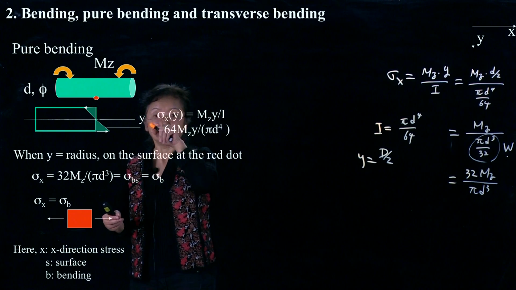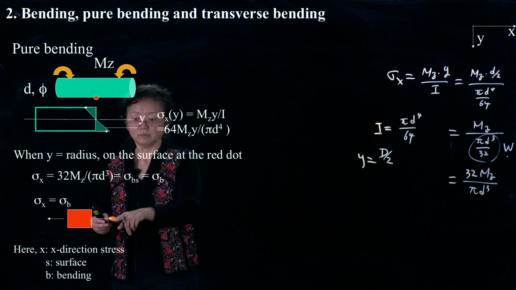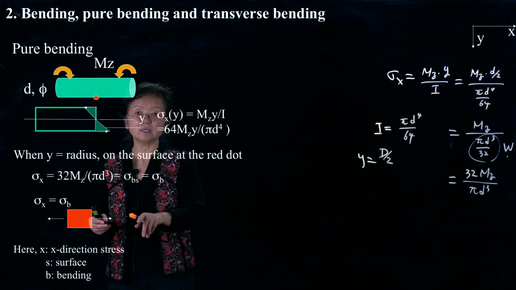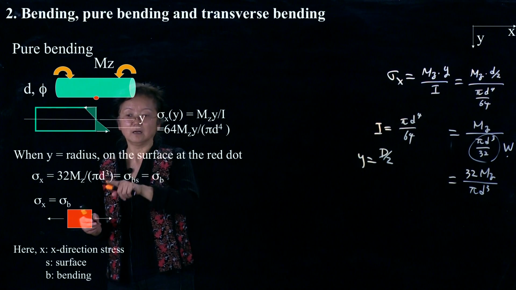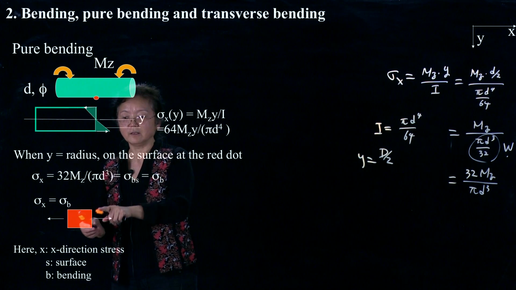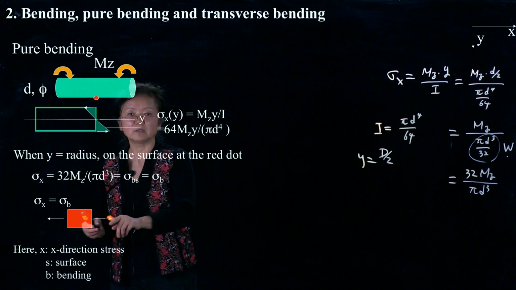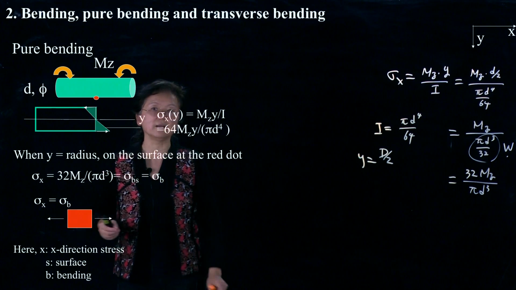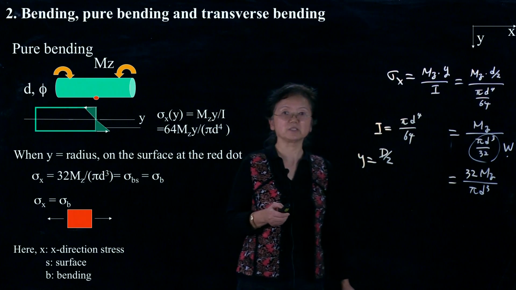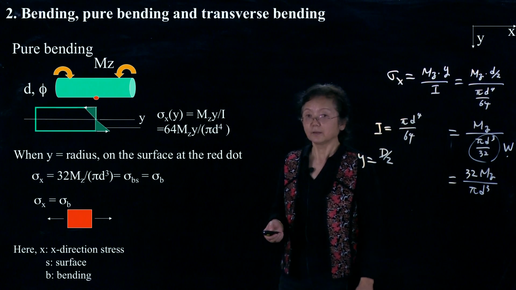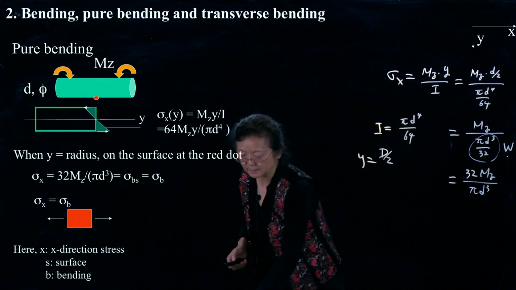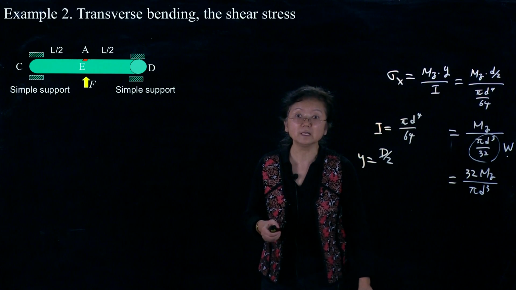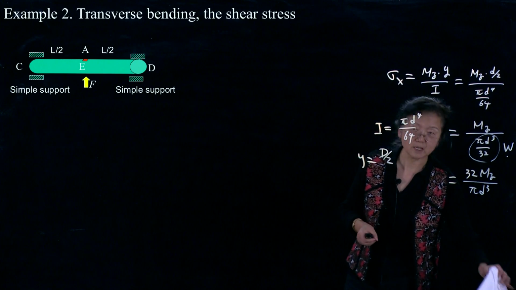So we draw the stress state for that red point. As long as we define the value of this stress, you can use any sign. Sign is just a name. So this is the pure bending case. We can now move to the next, which is an example.